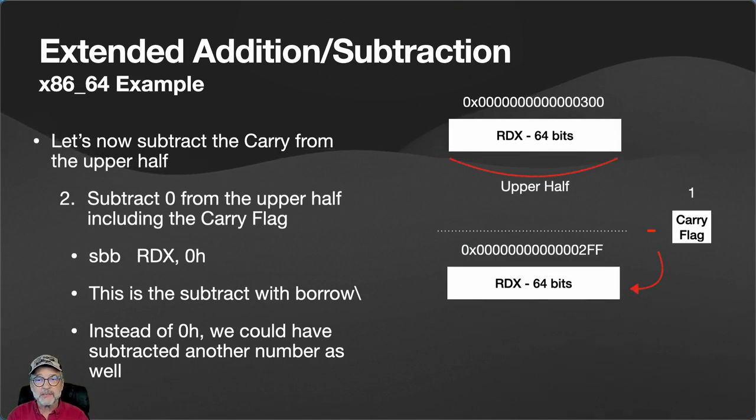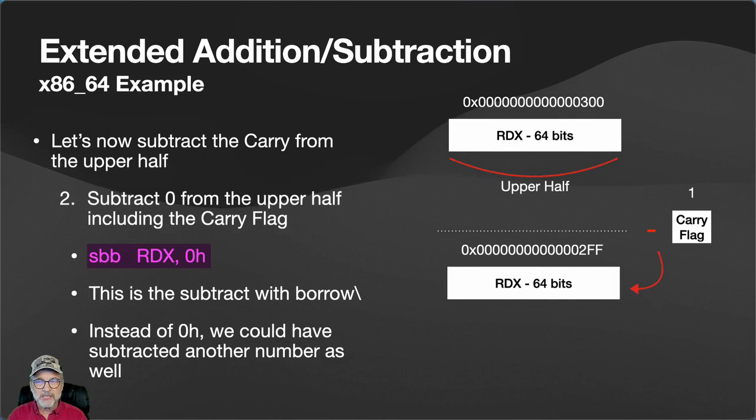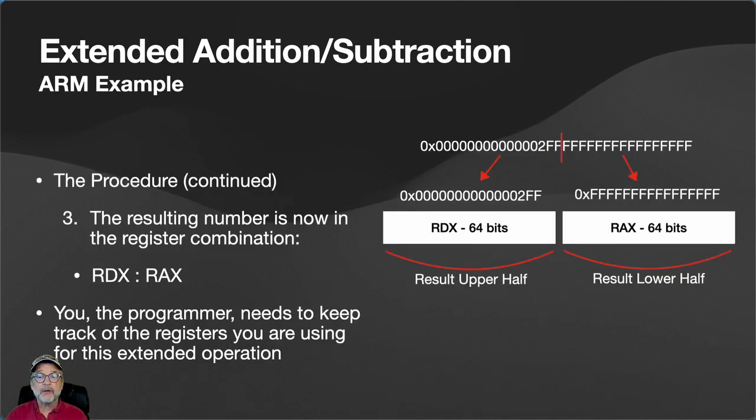Now the next step is to subtract the carry flag from that upper half. So RDX is the upper half. So we do the SBB, that's subtract with borrow. We subtract with borrow RDX, and we have the 0H there because we don't want to subtract any additional number. We just want to subtract the carry flag. So you just make that 0H. So subtract with borrow from RDX 0H plus the carry flag, and it goes from 300 to 2FF. And then our resulting number is shared in RDX and RAX. So the 2FF is in RDX, the all Fs is in RAX.